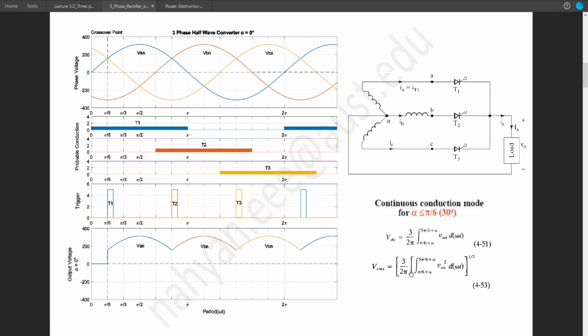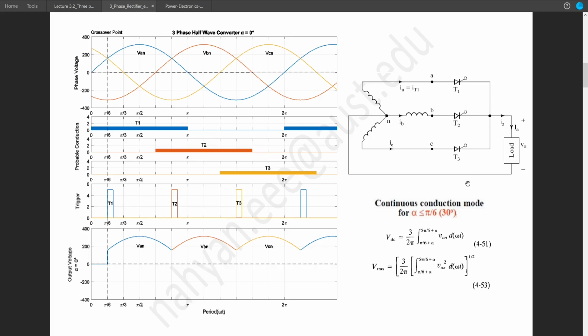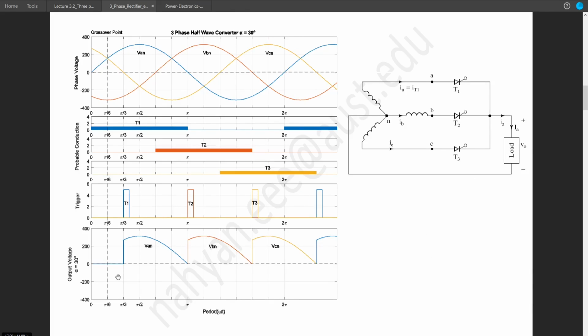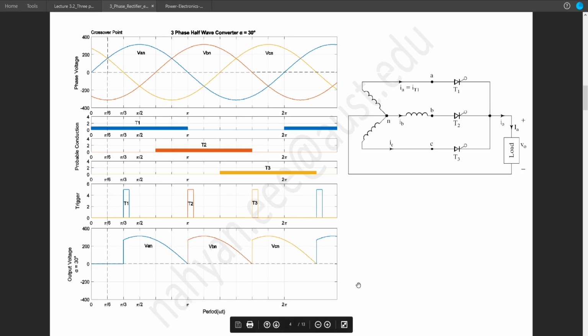Again for VRMS, the limit stays same, just the equation of RMS will apply, and the same equations can be found in the book. So if we move on to alpha equal 30 degree, the angle will be 60 degree to 180 degree. So if we get back to our equation, this will be 30 plus 30 and 60, and 150 plus 30 equal 180. So the rest of the equation will remain same, just the limit will be changed.